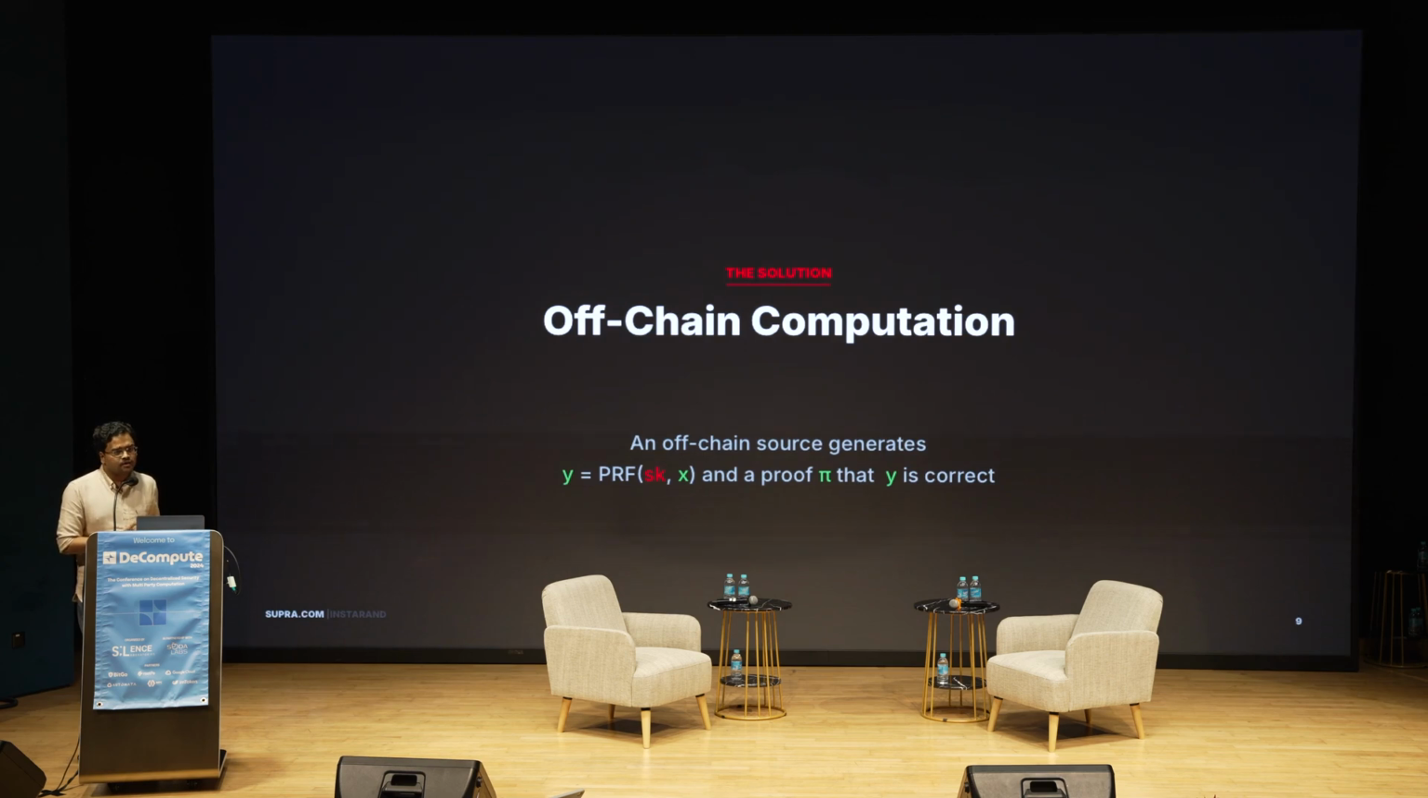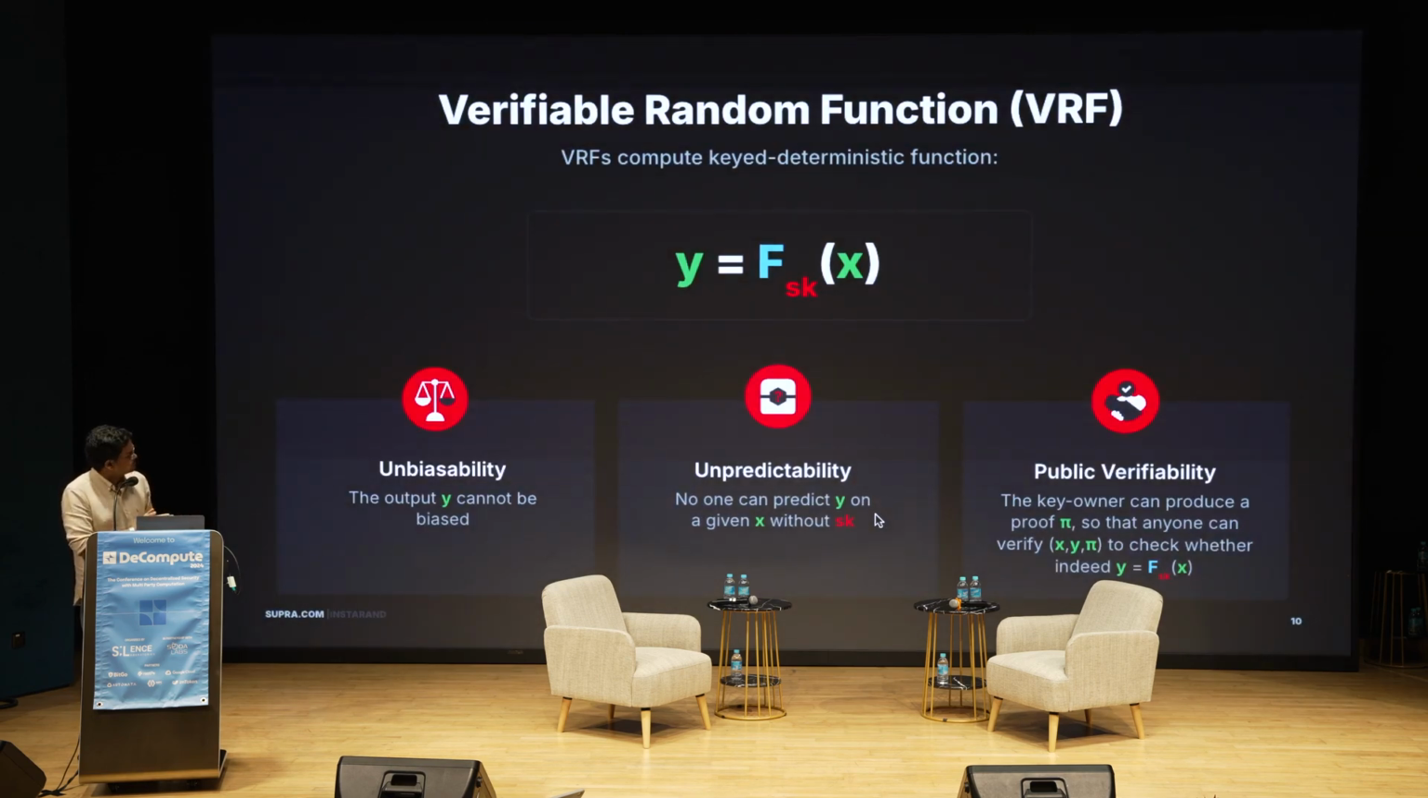The solution is to rely on off-chain computation. That is, rely on an off-chain company, for example, Chainlink or Supra, who will have their own secret key SK, store this SK off-chain, perform the PRF computation off-chain, and then produce a proof that the output is correctly computed. Let's see this in more detail. This primitive of PRF gets upgraded to VRF, a verifiable random function, because instead of just generating the output y by running the PRF, you also generate a proof pi that the computation was done correctly.